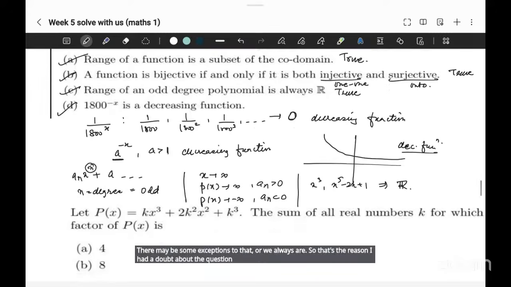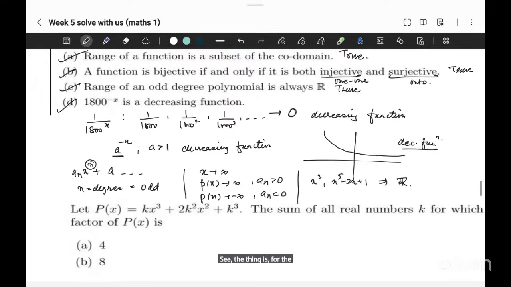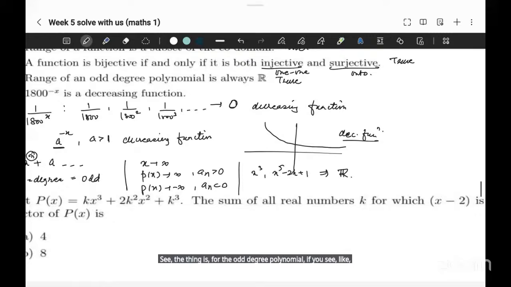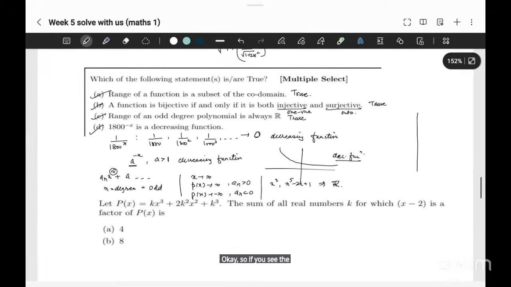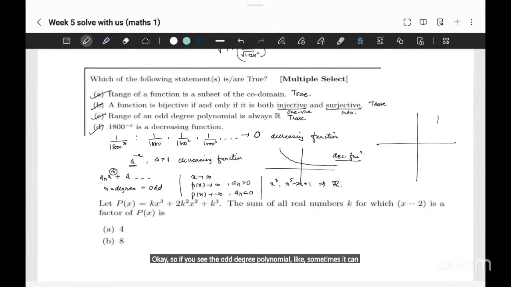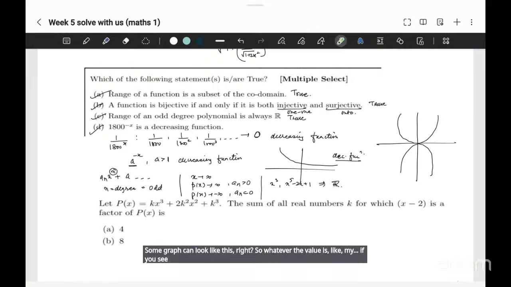See, the thing is, for the odd degree polynomial, sometimes the graph can look like this, and some graph can look like this, right? Whatever the case is, if my x is going to infinite, my polynomial is also going to infinite, right?